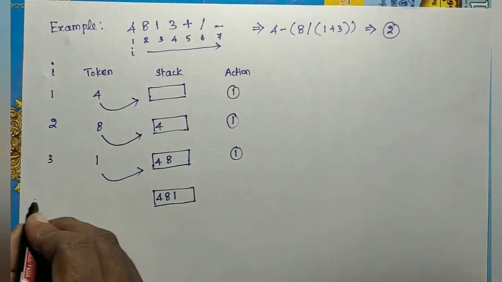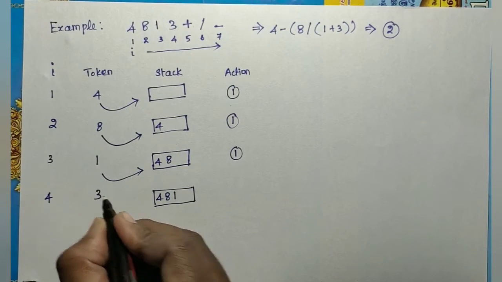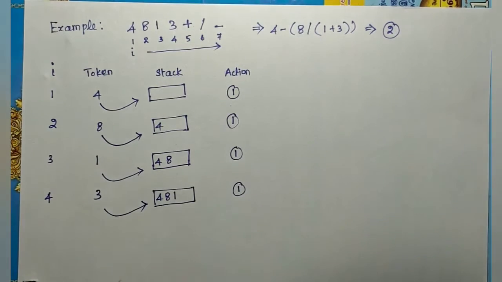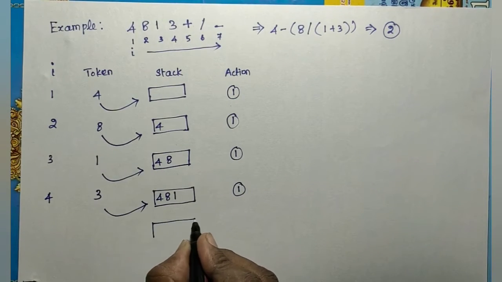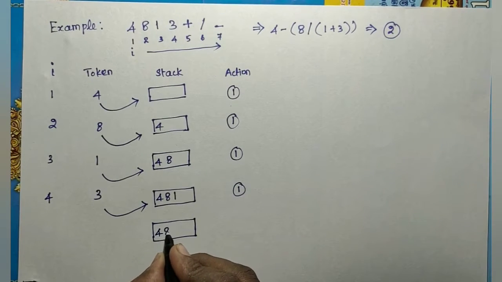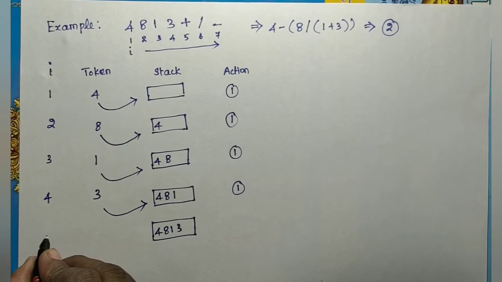So here again I equal to 4. The fourth character is a 3. Again the action will be the same. I have to push that into the stack. So it will be pushed into the stack: 4, 8, 1 and then 3.